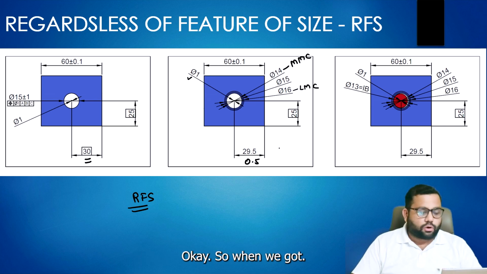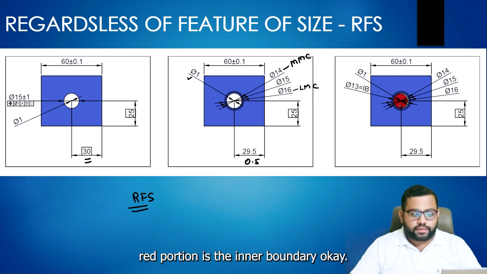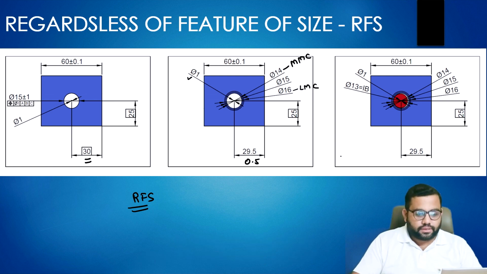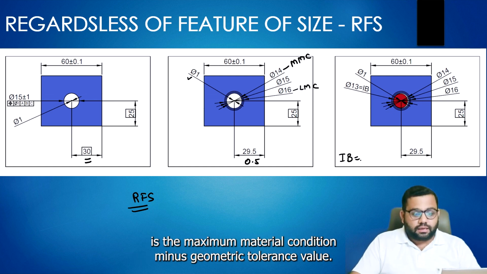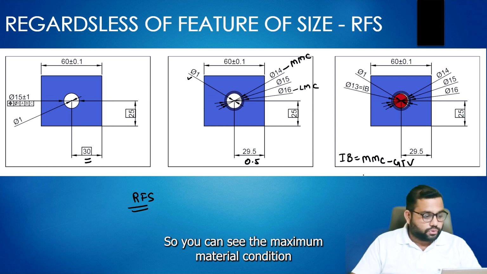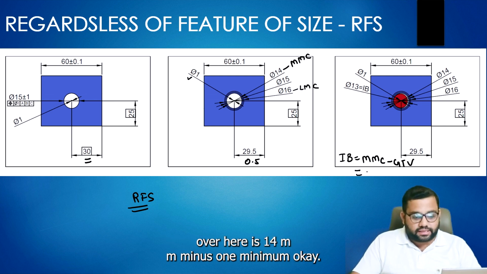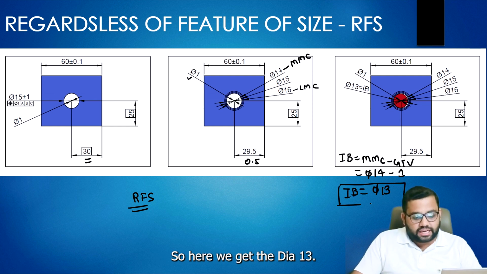Whenever we calculate the inner boundary, this red portion is the inner boundary. The inner boundary is the maximum material condition minus the geometric tolerance value. You can see the maximum material condition over here is dia 14 mm minus 1 mm, so dia 13 mm is the inner boundary.